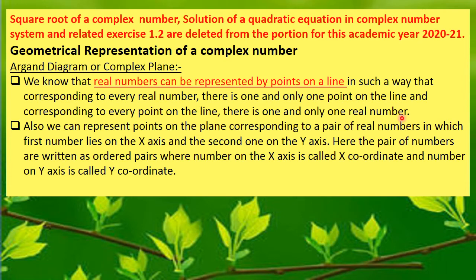This thing we have already learned in the smaller classes, that is, the number line we have drawn and we marked individual points on the number line. Also we can represent the points on the plane corresponding to a pair of real numbers in which the first number lies on the x-axis and the second number lies on the y-axis. X-axis and y-axis are mutually perpendicular lines. And here the pair of numbers are written as ordered pairs, where the number on the x-axis is called x-coordinate and the number on the y-axis is called y-coordinate.